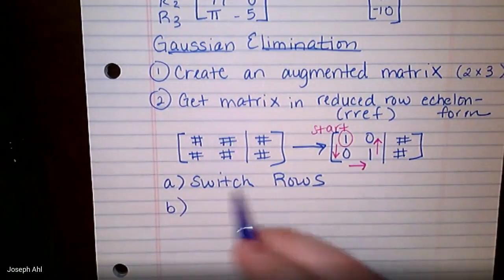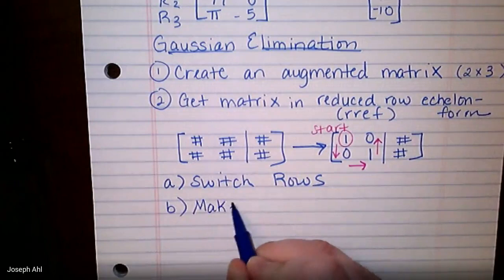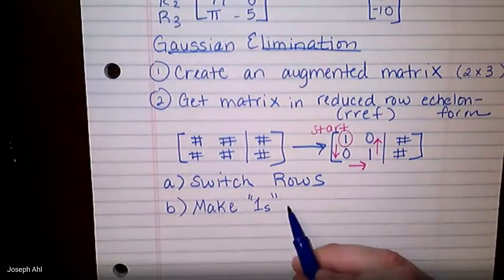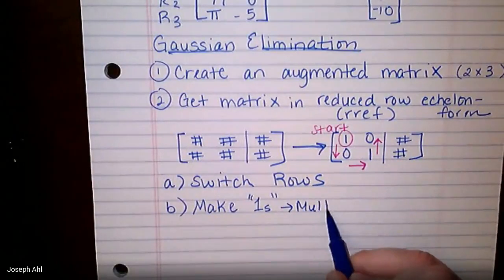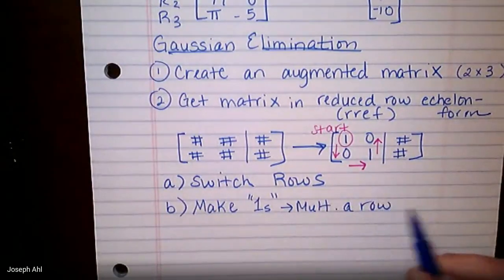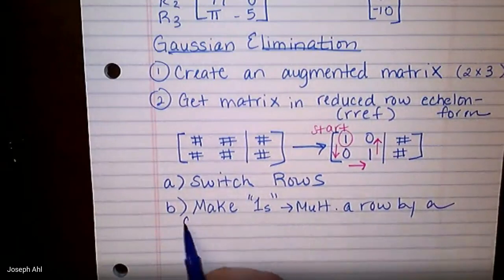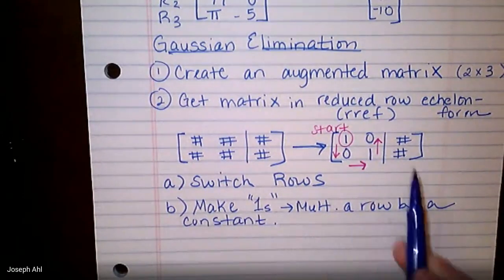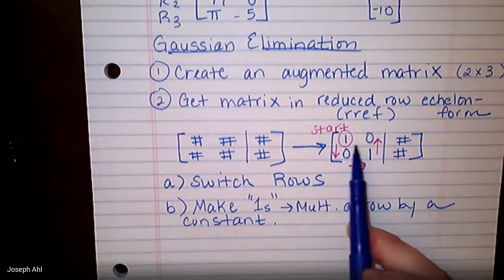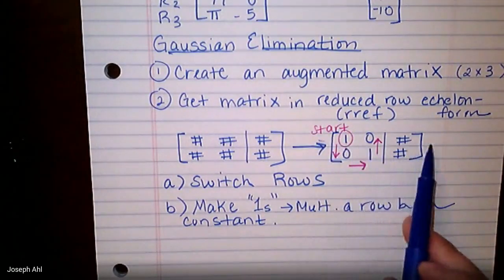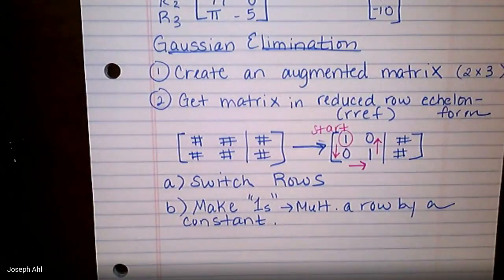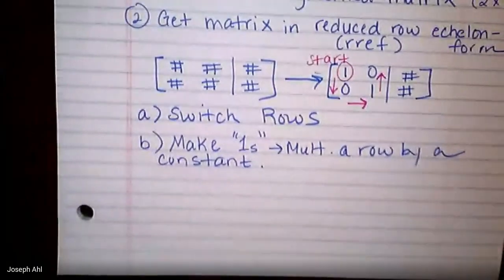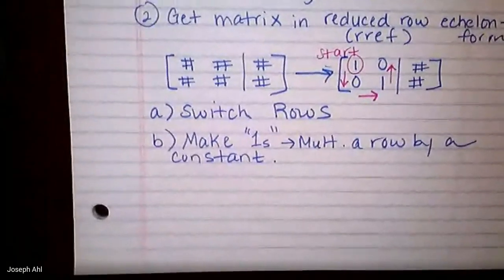Okay, another step is to make 1s. You can multiply a row by a constant. So if that was a 2, and I wanted to make that into a 1, I could take that whole top row and multiply everything by a half. And we'll connect this to what we did yesterday with solving equations, and I think you'll see why that makes sense.